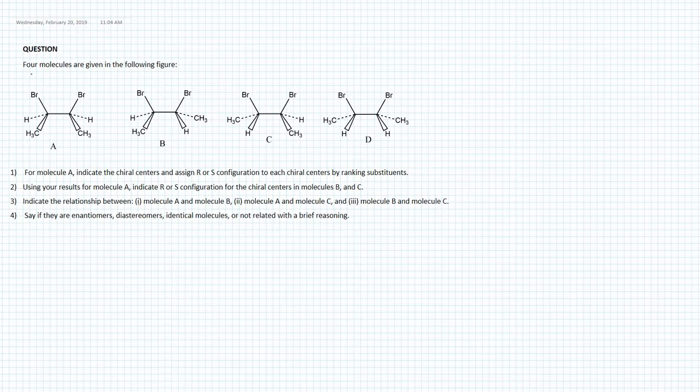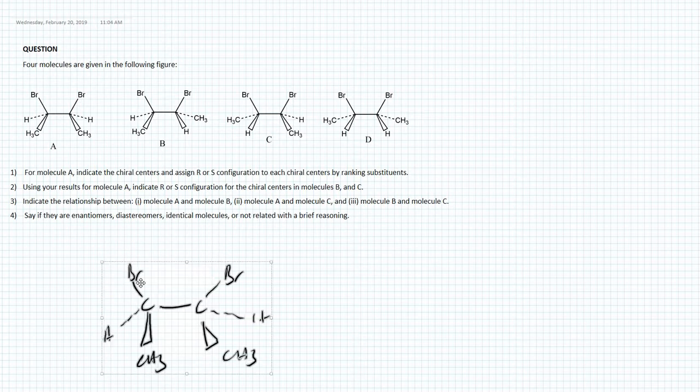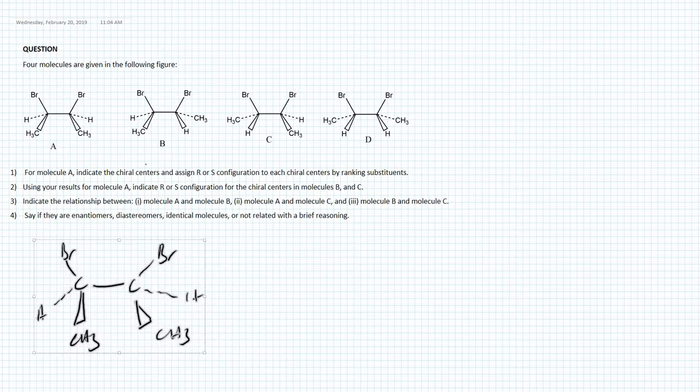The question asks us, four molecules are given in the figure below: A, B, C, and D. For molecule A, indicate the chiral centers and assign R or S configuration to each chiral center by ranking substituents. In order to solve this part, we have to redraw the molecule here. I have already drawn it for you, and we have to indicate chiral centers.